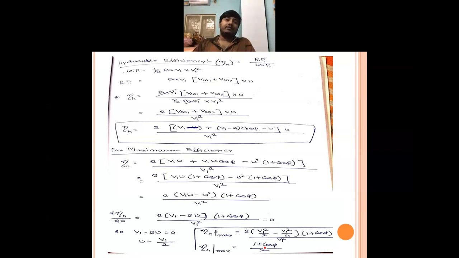Now we come to the efficiency. The most important efficiency is the hydraulic efficiency, because for each and every turbine we will find out this hydraulic efficiency.